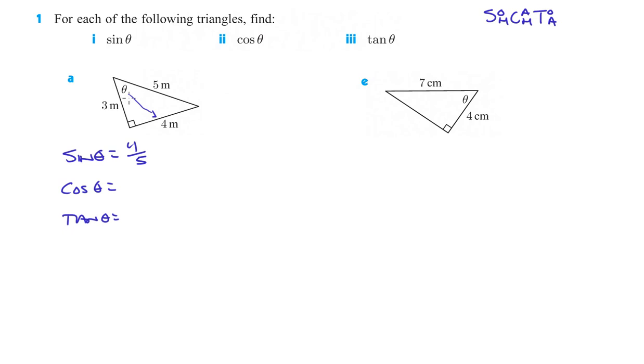Cosine is adjacent over hypotenuse. In fact, what you could do at the very beginning here is say, okay, this is the opposite side, this is the hypotenuse, and this side's the adjacent side. So then you can simply just go, from the angle, adjacent over hypotenuse is going to be 3/5. Tangent is opposite over adjacent, 4/3.